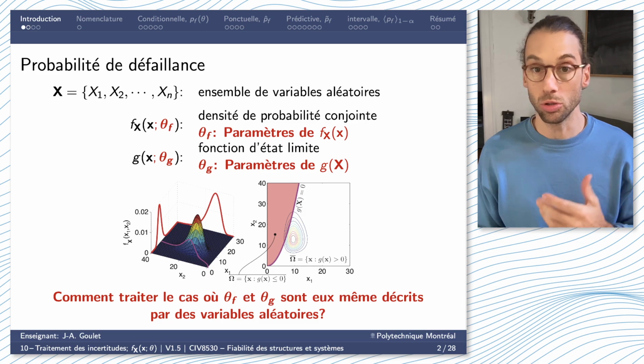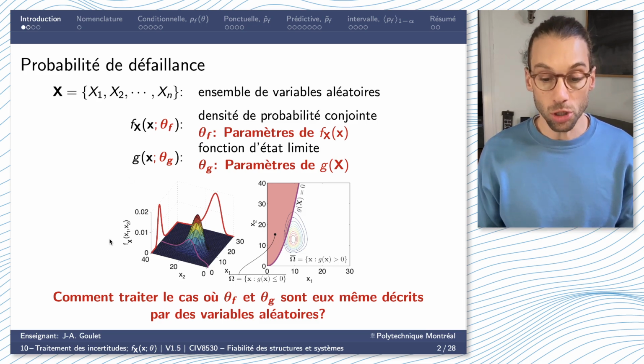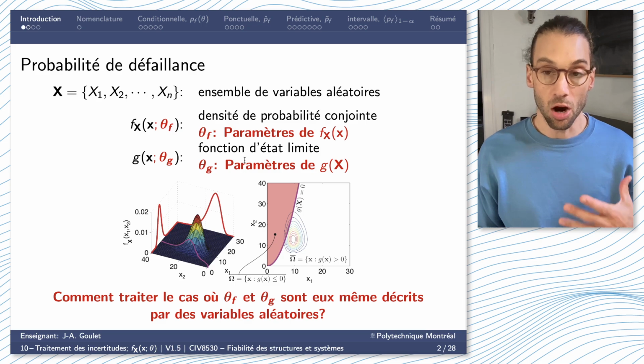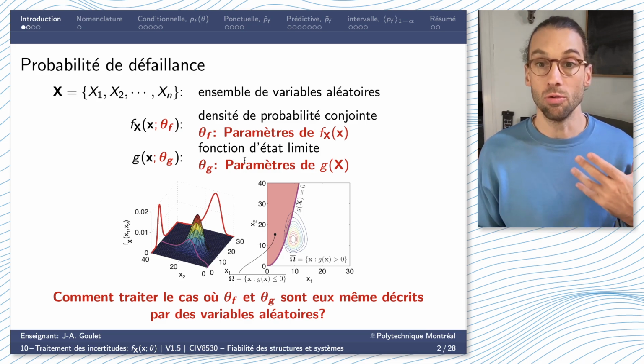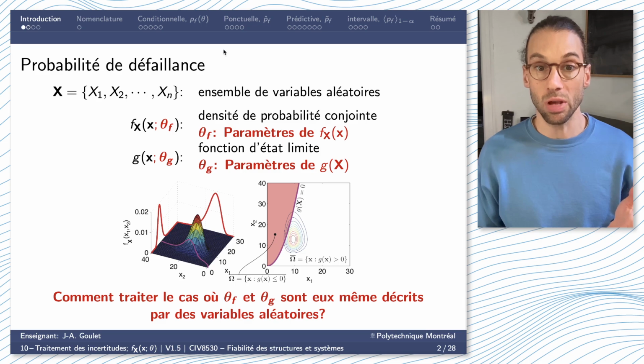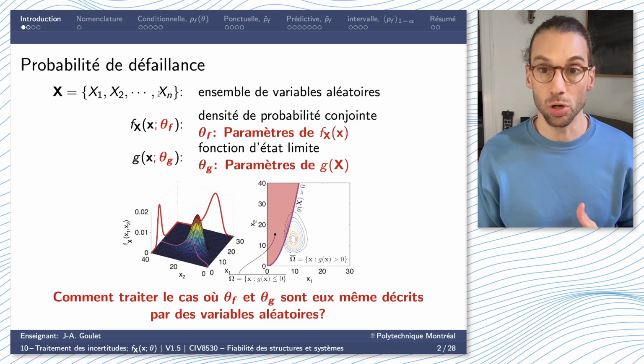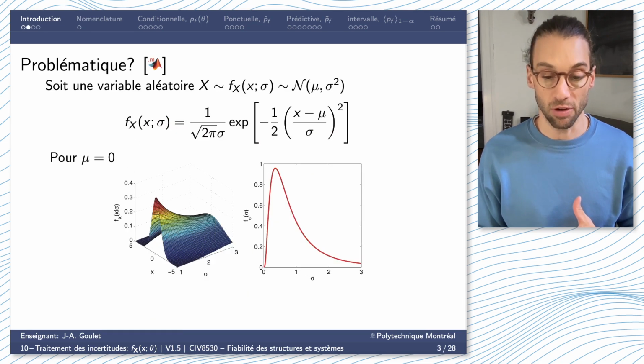So what to do when both theta f and theta g, those associated with the joint probability density or the limit state function, are described by random variables? So not only do we have random variables x, we also have random variables defining the parameters involved in our joint probability density or limit state function.